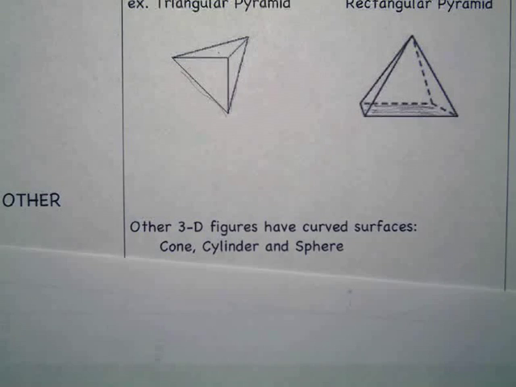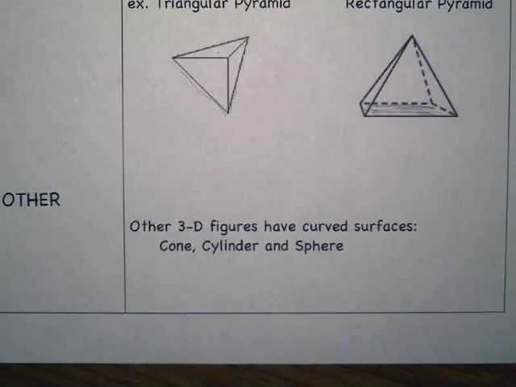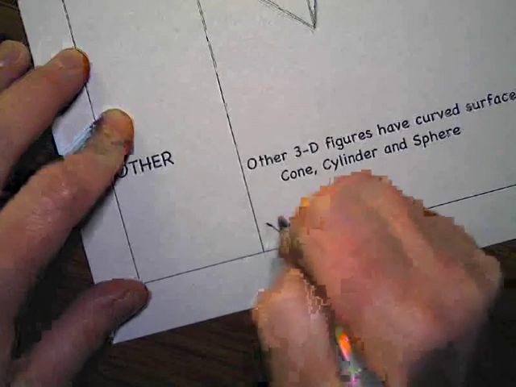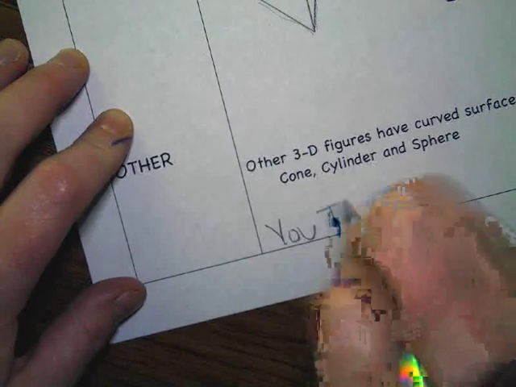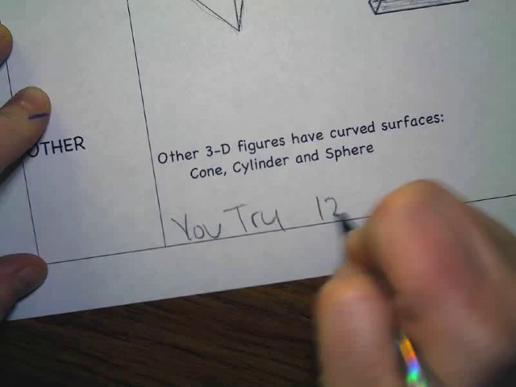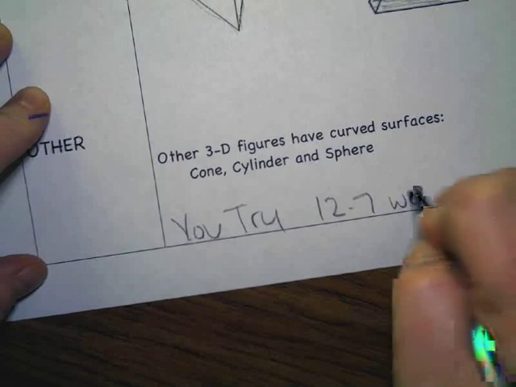That's the end of lesson 12-7. You need to do some U-Try, so you'll want to go ahead and U-Try section 12-7 in your workbook.